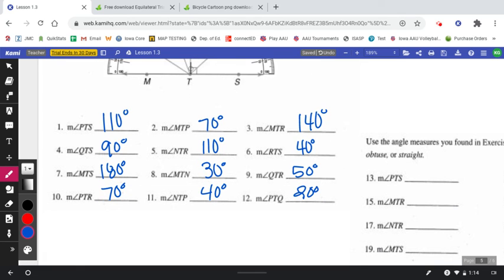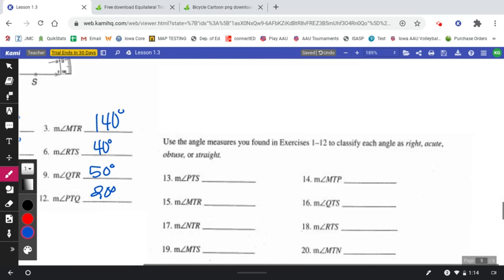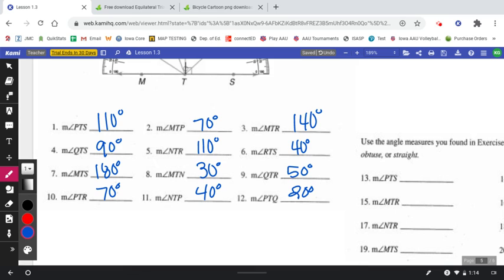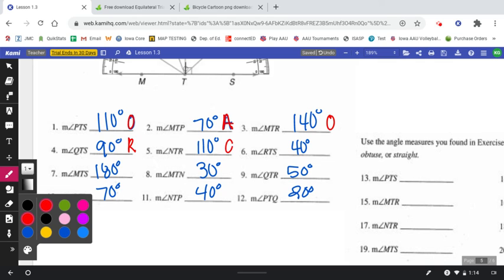Now it says go back to those angle measures you found in exercises 1 through 12 and classify them as right, acute, obtuse, or straight. So this would be obtuse. This would be acute. Should do it in a different color so you don't think it's the same thing. This would be obtuse. Right, obtuse, acute. Straight, acute, acute, acute, acute, acute.